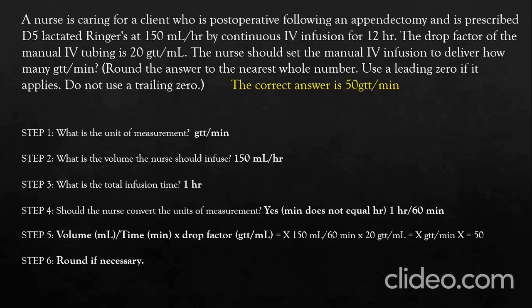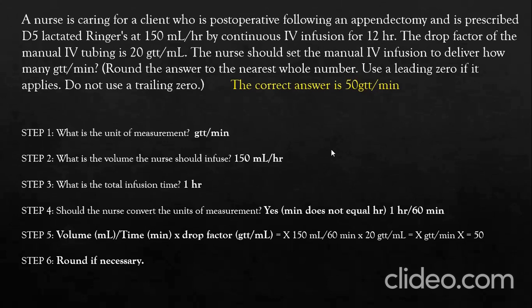What are they asking you for? They're asking you for how many drips are in a minute. How many times is it going to drip per minute, right? What I do know is it's going at 150 mLs an hour. All right. So if it's going at 150 mLs an hour, that means it's going at 150 mLs per 60 minutes, right? I got to get to minutes.